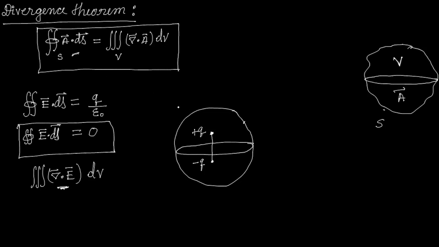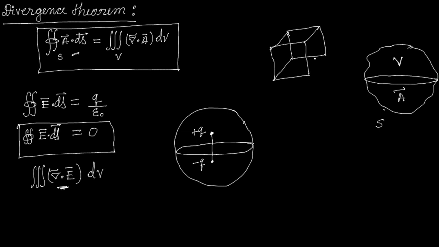And also, this is one way to look at this theorem, and the other way we will get some problem like this. Let's say we have a cubic surface. You have a cubic surface.